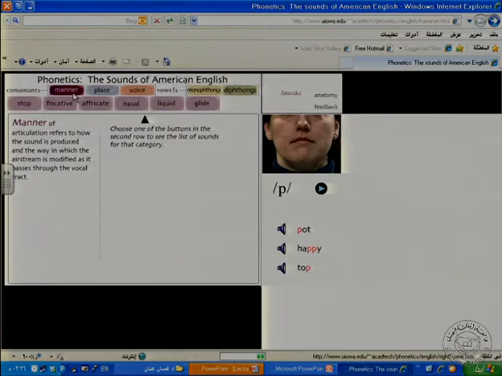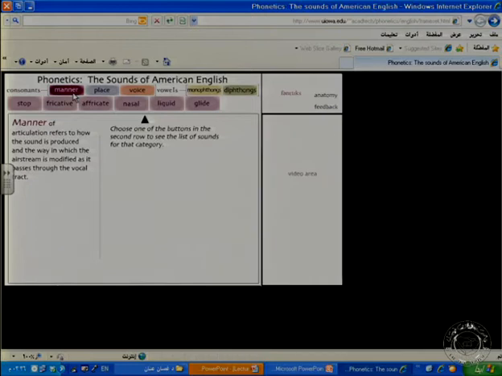And here in the manner, we have stop, fricative, affricate, nasal, liquid, and glide. This is the manner. If you select any one by mouse, just click on stop. Once you click on stop, you have the first set of the sounds here.